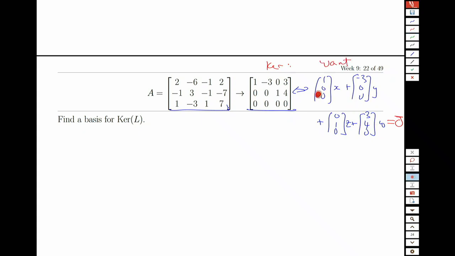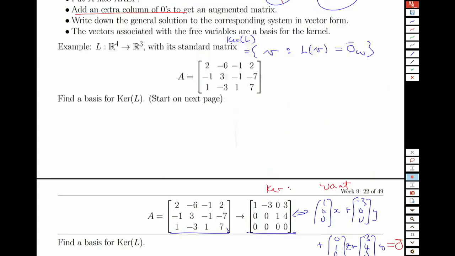Well, that just means I want to solve this system. Oh, I want to solve a system of equations, and I want to solve a system of equations with a 0 on the right-hand side, because it's going to give me the x, y, z, w's that make the output 0. Well, wait, what is that? How do we do that?